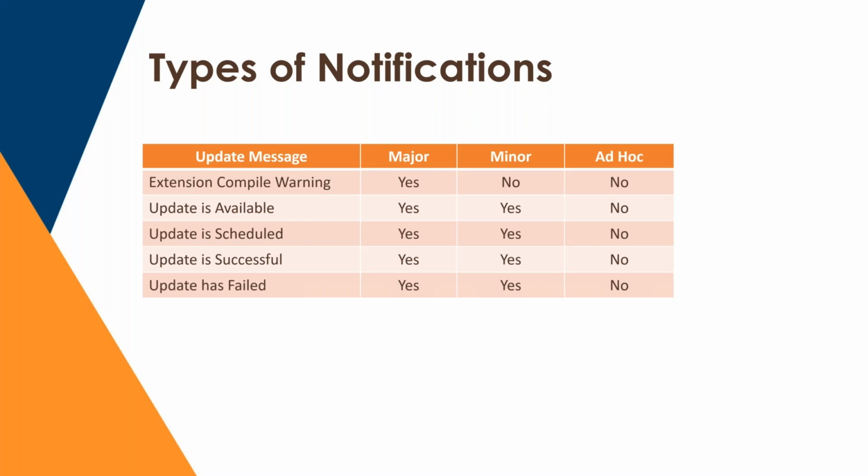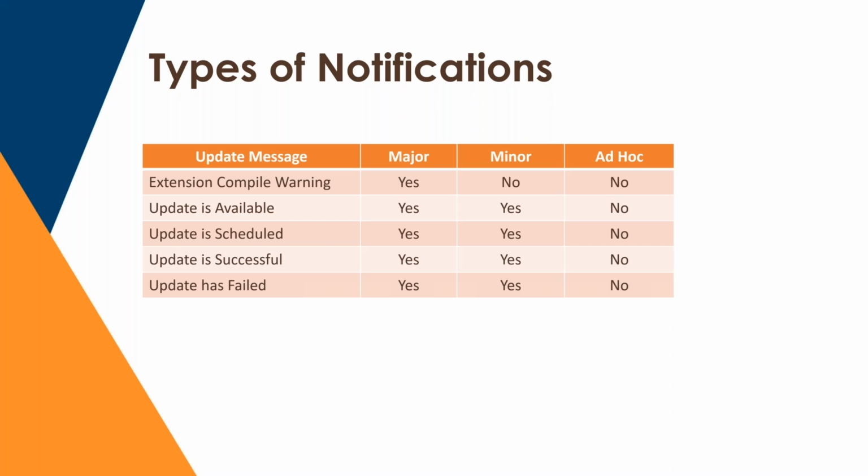and then how it's related to a particular update. So for instance, I'm going to take a look at my extension compile warning, okay? With every major update, Microsoft will send out a notification to you indicating that there's an extension that's not written by Microsoft that does not compile with the next major version of Business Central. So it's your responsibility then to work with your partner to make sure that those updates are put in place prior to the major update taking place, otherwise the update will fail. Microsoft does not send out those compile warnings with minor or ad hoc updates.